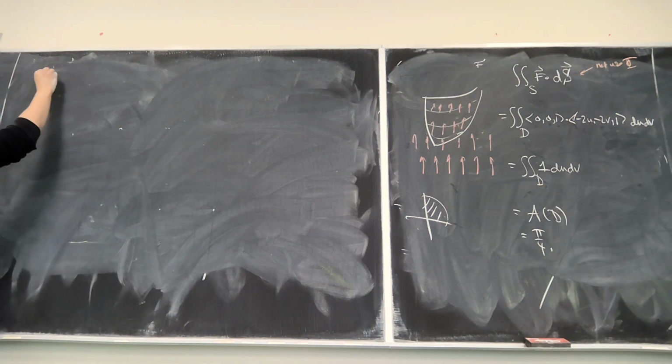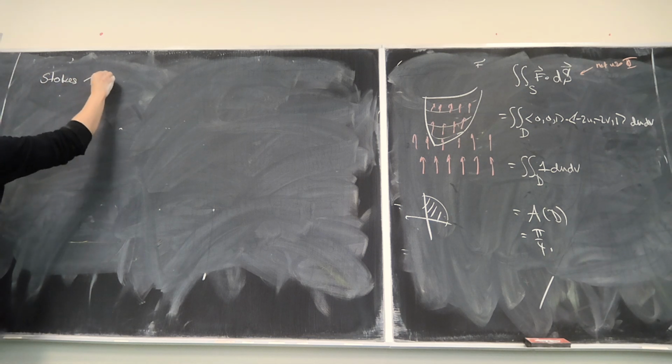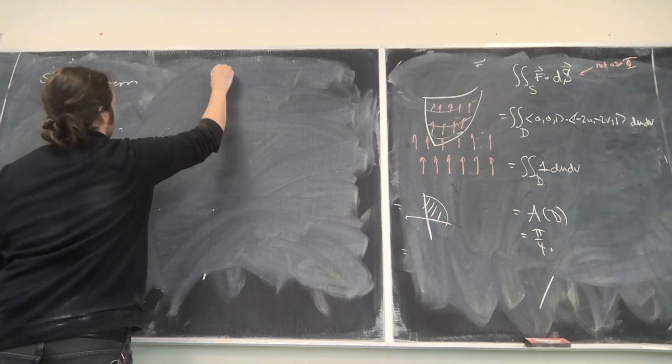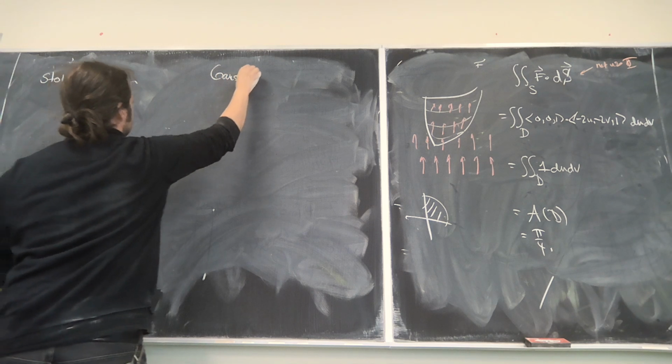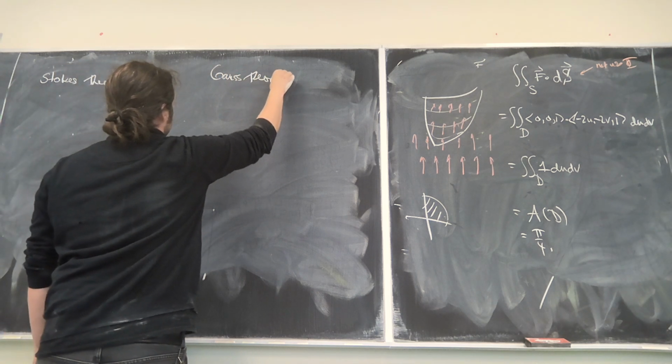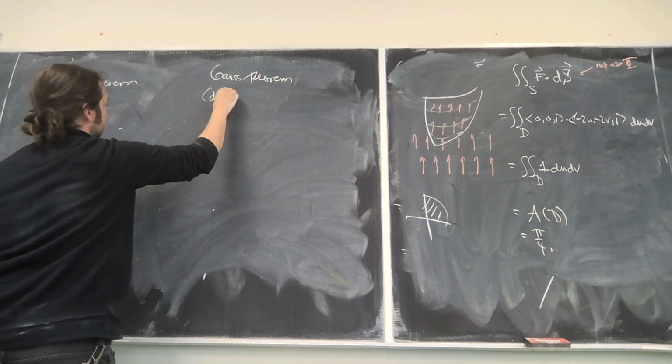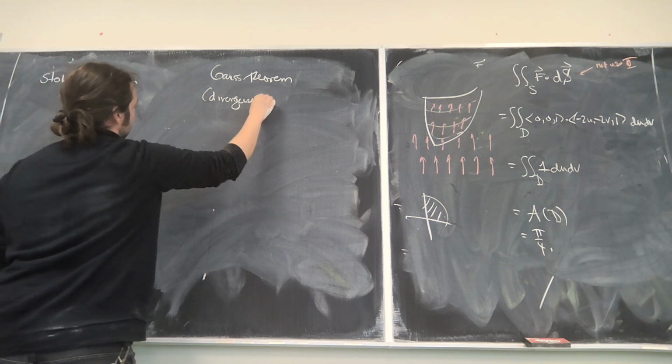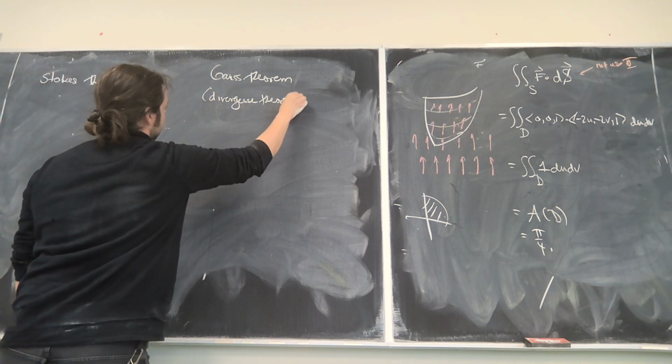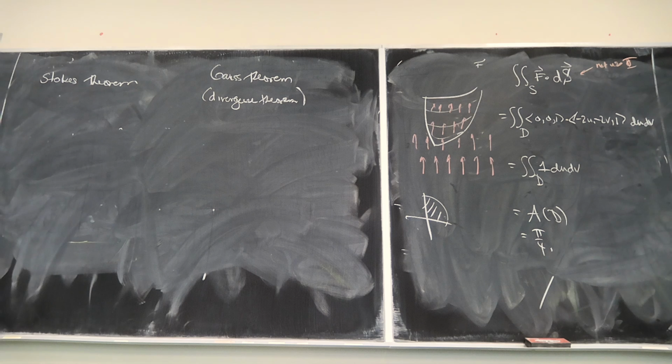All right, so the two big theorems here are called Stokes' theorem and Gauss's theorem, which is often also called the divergence theorem. Stokes' theorem basically takes Green's theorem and puts it in 3D. That's what Stokes' theorem is.